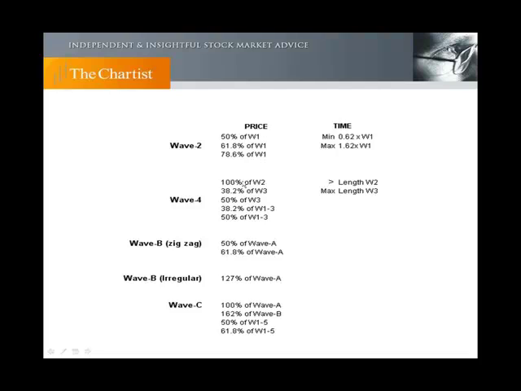In terms of wave 4, we're looking for 100% of wave 2, 38.2% of wave 3 to 50% of wave 3, 38.2% of extension wave 1 through 3, and a 50% extension of waves 1 through 3. In terms of time, we're looking for a greater length of wave 2.